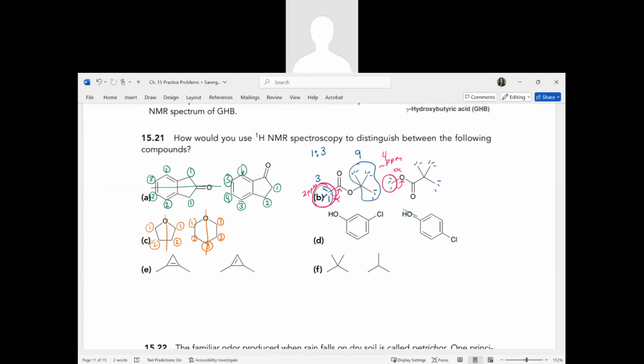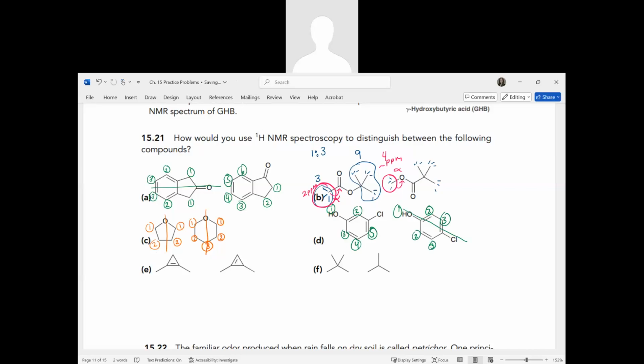So we have some symmetry over here. So we're going to see 1, 2, 3, 4, 5 distinct signals here, whereas we're only going to see 1, 2, 3 signals with this compound here.